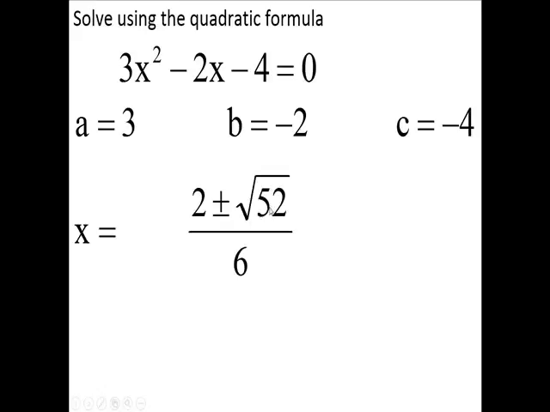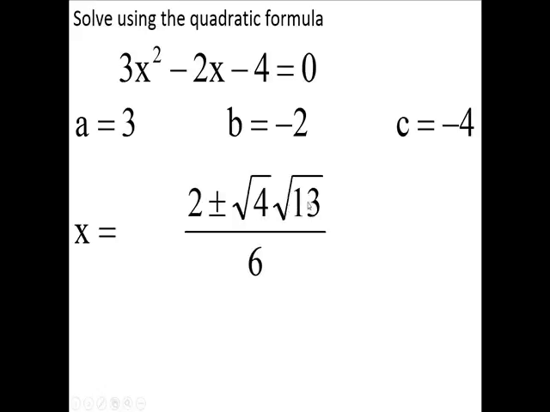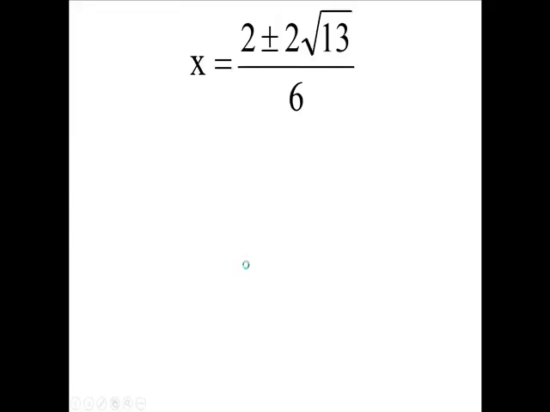Now we need to look at that 52. 52 is the same thing as 13 times 4. Then you can split this into the square root of 4 and the square root of 13. What is the square root of 4? It's 2, isn't it? So we have 2 plus or minus 2 square root of 13 over 6.